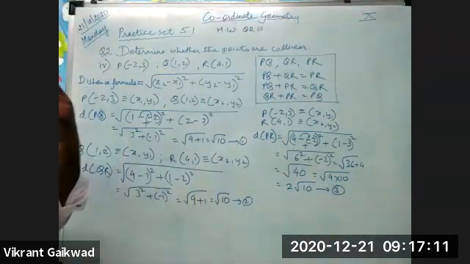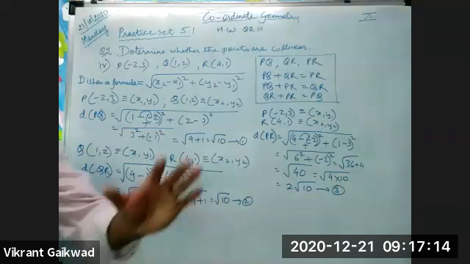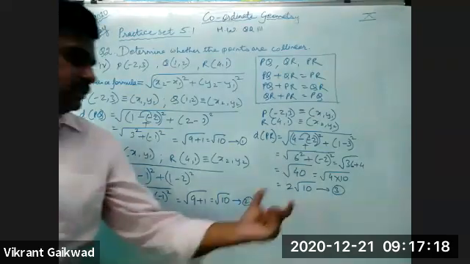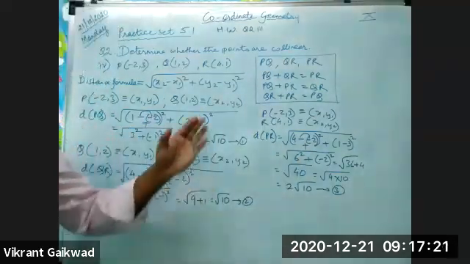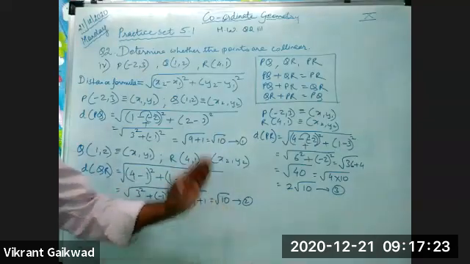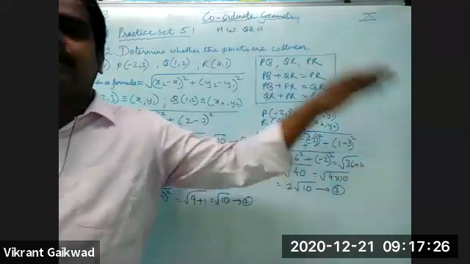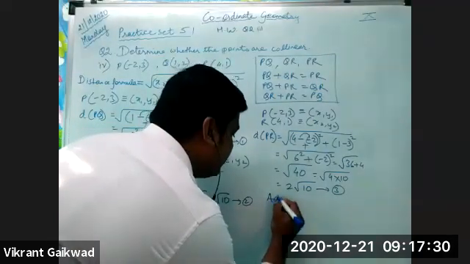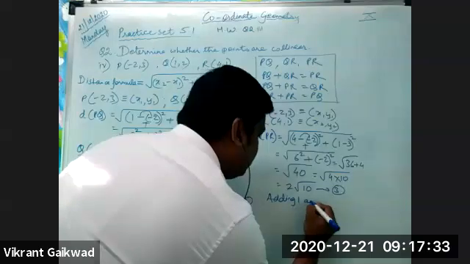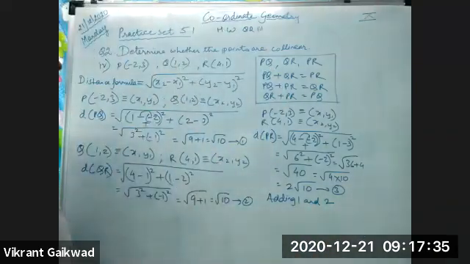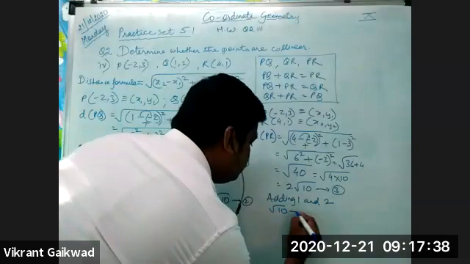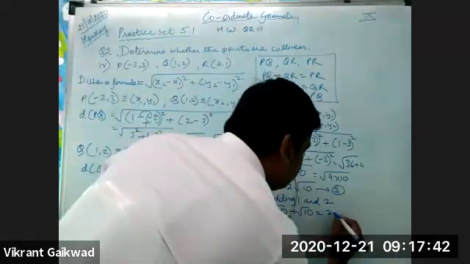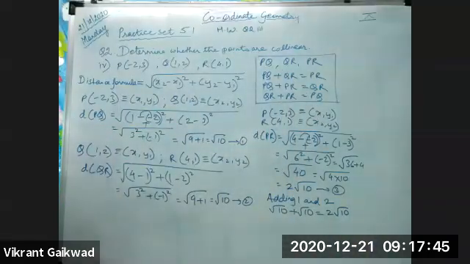Now, see, smallest side now here. Root 10, smallest side. So, 2 root 10 is the largest side. So, if you add 1 and 2, can you get that equal to 3? Come on, tell me. Adding 1 and 2, root 10 plus root 10, is that equal to 2 root 10?